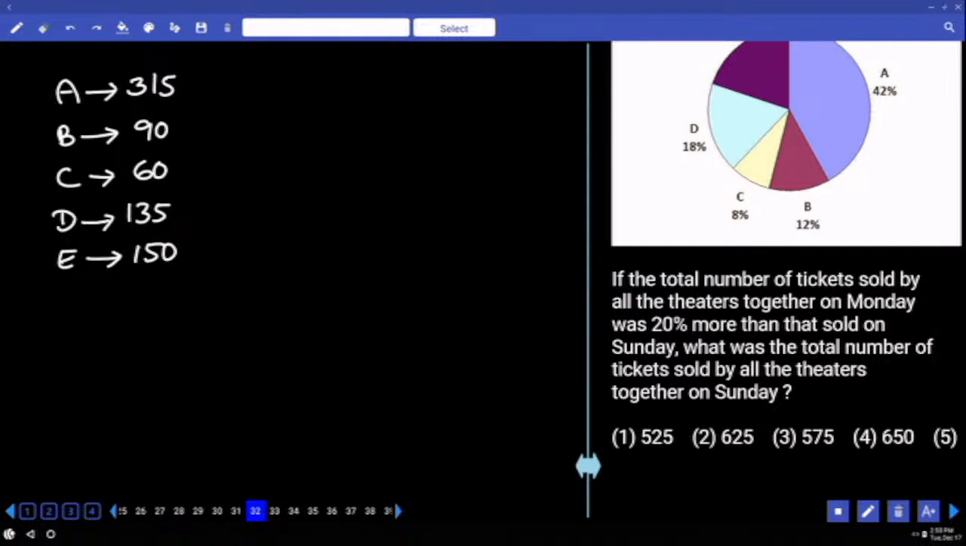If the total number of tickets sold by all the theatres together on Monday was 20% more than on Sunday, what was the tickets sold on Sunday? 20% more ante 120% value 750. 100% is how much? 10 times 12, 6 are 72. 30. 12 2s are 24.5. 10% value 62.5 means 100%. That's your answer. On Sunday it was 625.